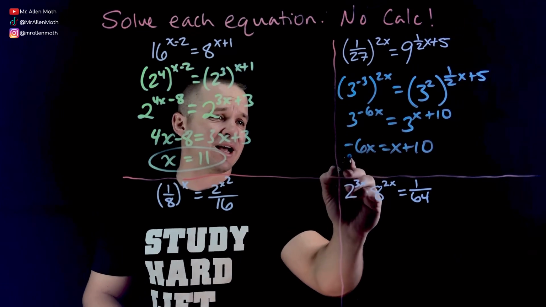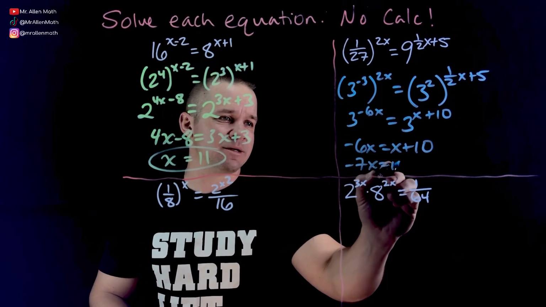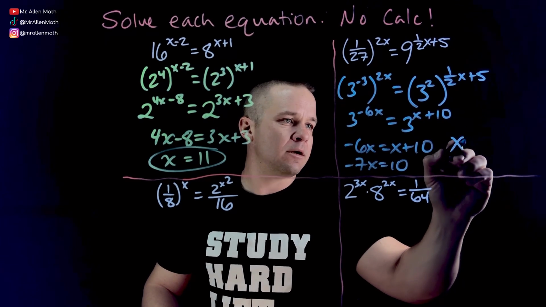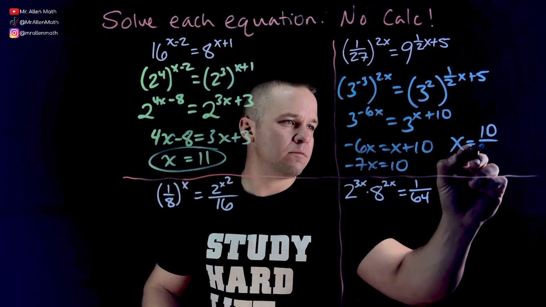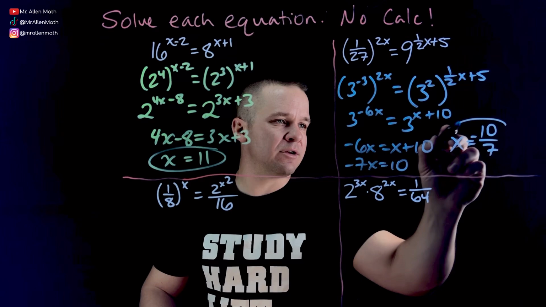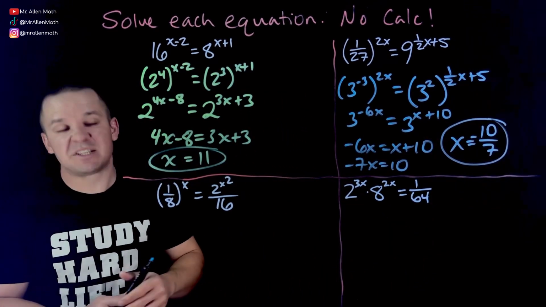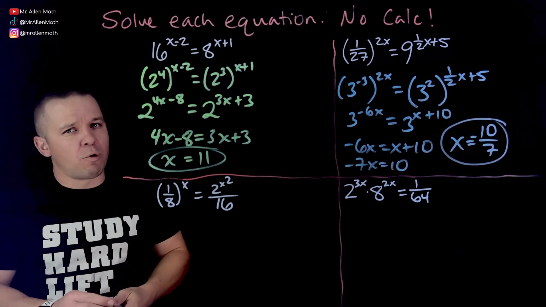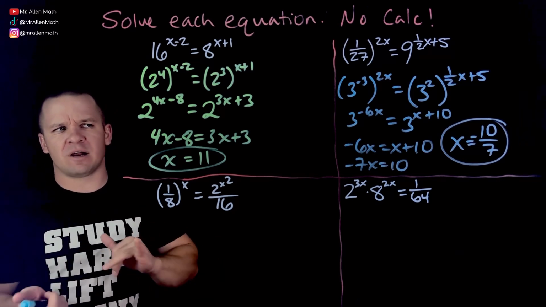I guess we'll just subtract x to get negative 7x equals positive 10. Divide by negative 7, we get x equals 10 over negative 7. So there's negative 10 sevenths, an improper fraction, and it's negative. Oh my goodness. Now, one thing you might be thinking is, wait, can I have a negative? Can I have negative exponents?